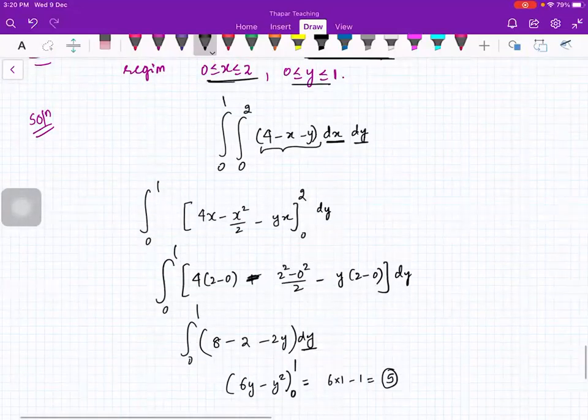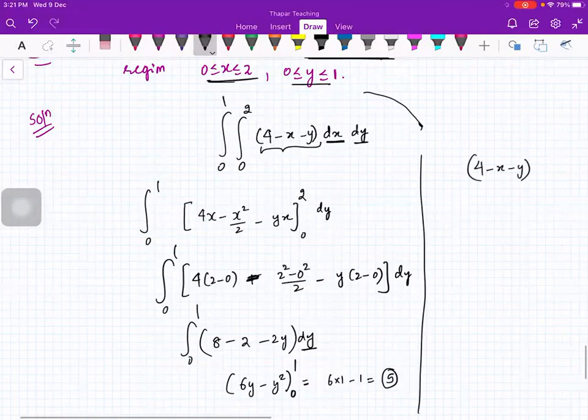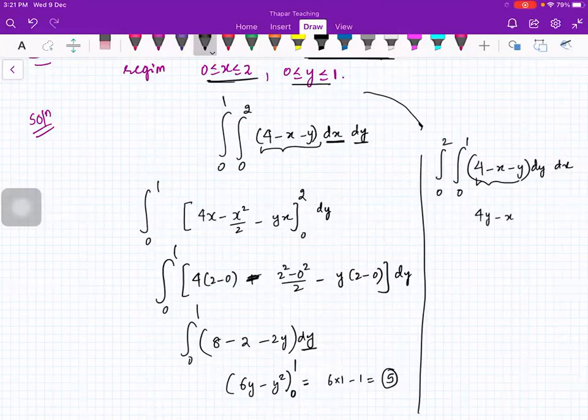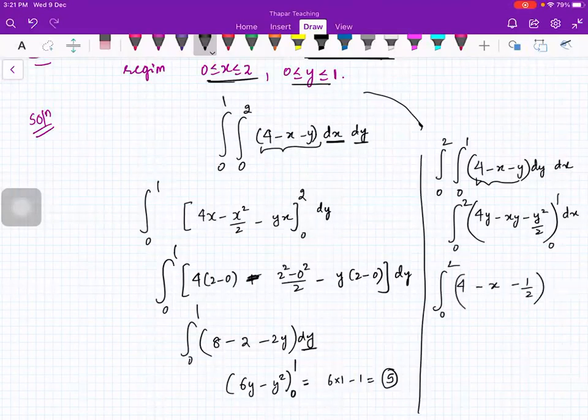And if you first integrate with respect to y, 4 minus x minus y dy dx, right? Then limits of y are from 0 to 1. Limits of x are from 0 to 2. So that will give you 4y minus xy minus y square by 2, 0 to 1, dx, 0 to 2. So this is 0 to 2. Put the value: 4 minus x minus 1 by 2 dx. So this is 7 by 2 y minus xy, 0 to 2.